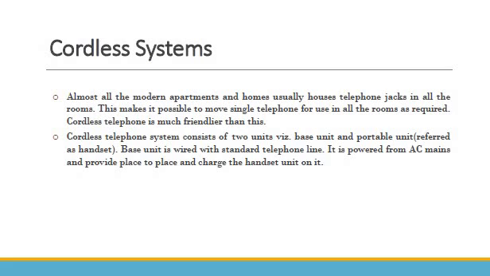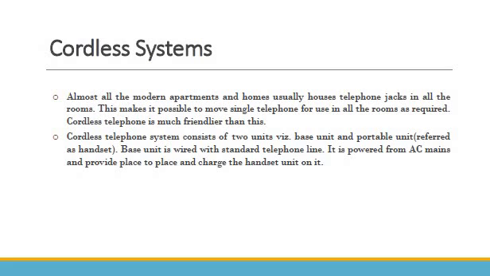But in cordless systems, only the charging device is connected to that port, and the device which you use for actually calling can be used everywhere inside the whole house. That is a cordless thing, so that is why you can use it that way. It is mobile. So the cordless telephone system consists of two units, the base unit and the portable unit, and the portable unit is also referred to as the handset.